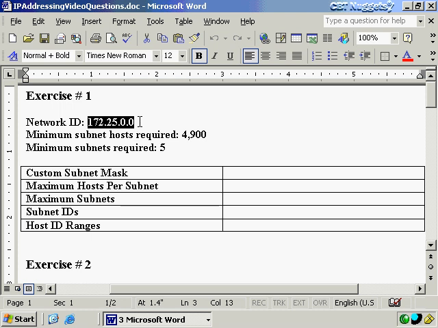255.255.0.0, and we're going to say to ourselves, you know what, we got 65,000 hosts given this range because we got these two last bits that can be used for hosts. We don't need that many hosts on a network, and we want to break this up into more manageable pieces. So how are we going to do that?